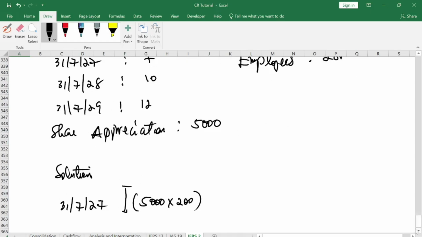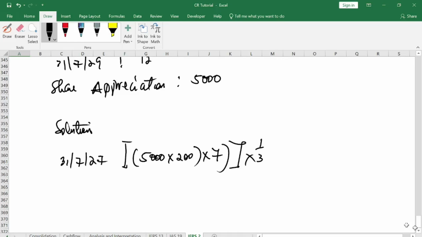So you go with 7. You multiply by 7 cedis. Then you close the bracket. When you are done, because the vesting period is 3 years, you weight it by 1 over 3. Now, what do we have? You have it here.